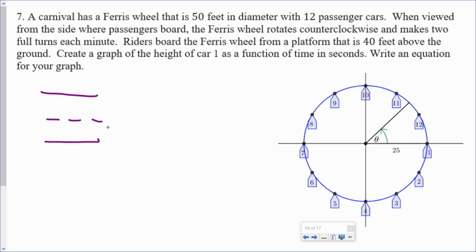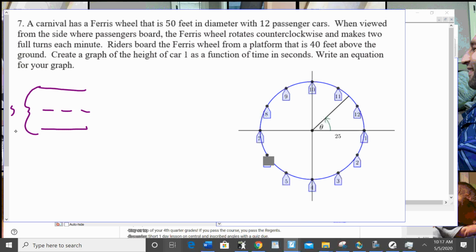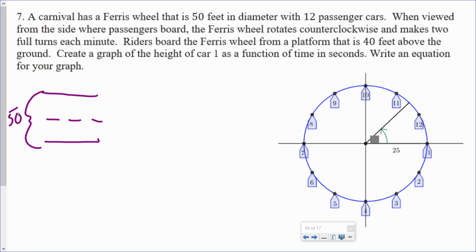If it's 50 feet in diameter, that means from the max to the min is 50, which means the amplitude is 25 and 25. Hopefully that makes sense. The diameter is the distance from the maximum to the minimum, and if the diameter is 50, that means that the distance between the max and the min is 50, which makes the amplitude 25.